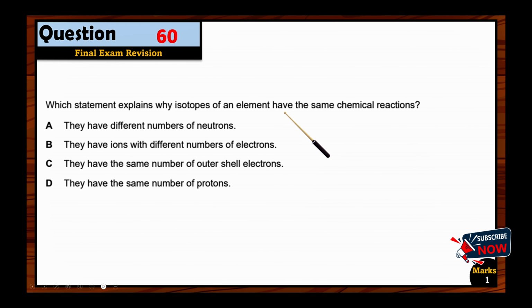Which statement explains why isotopes of an element have the same chemical reactions? Now they have changed the words chemical properties to chemical reactions, but they have given you the same options. They have different numbers of neutrons, different numbers of electrons.